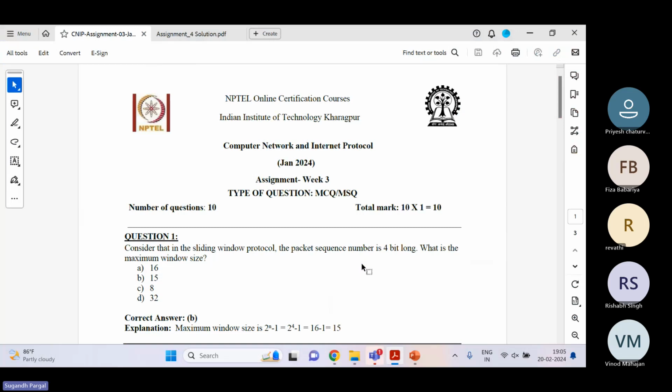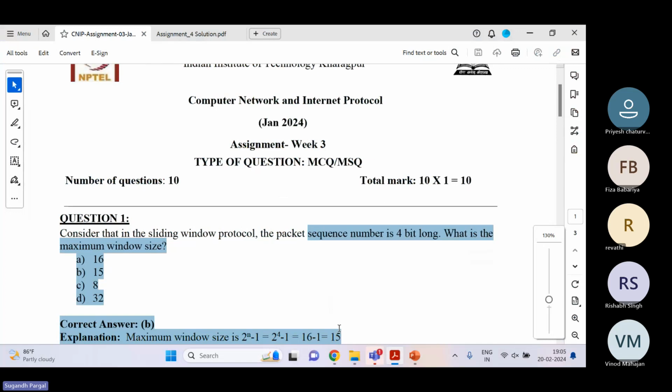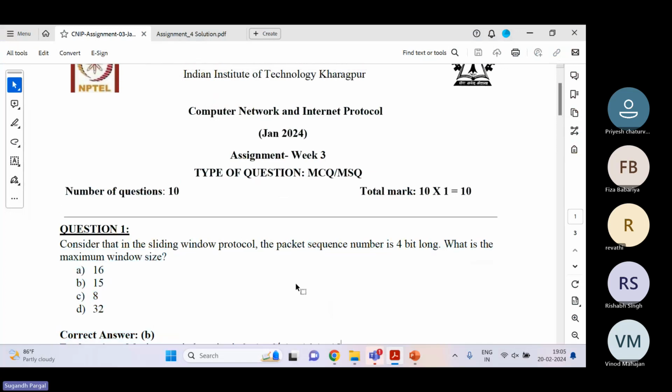Regarding last week's assignment, consider this sliding window protocol. The packet sequence number is 4 bits long. What will be the maximum window size in the sliding window protocol?